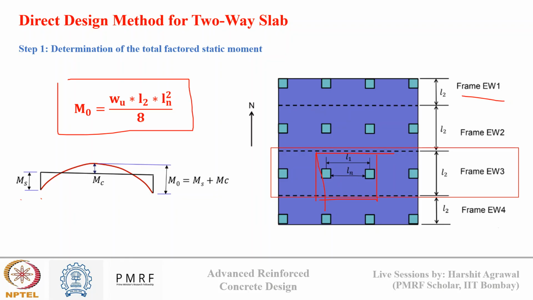Now what do we mean by static moment and how is it distributed further? Static moment means the total moment in the slab section based on the load acting on the section. This moment includes both the negative moment and the positive moment: positive moment in the midspan and negative moment near the support. When we add both positive and negative moment, we get the total static moment. So we can say M naught is equal to Ms plus Mc, and to find Ms and Mc and further distribution, we have step 2 and step 3.